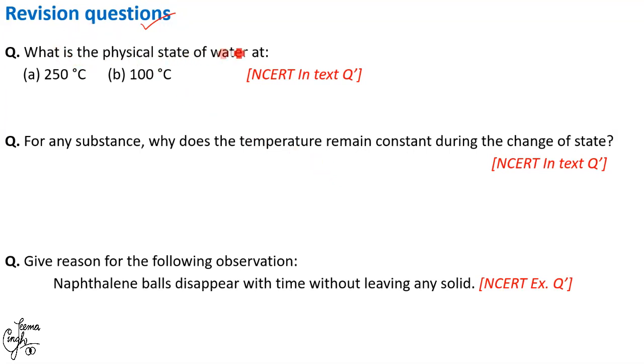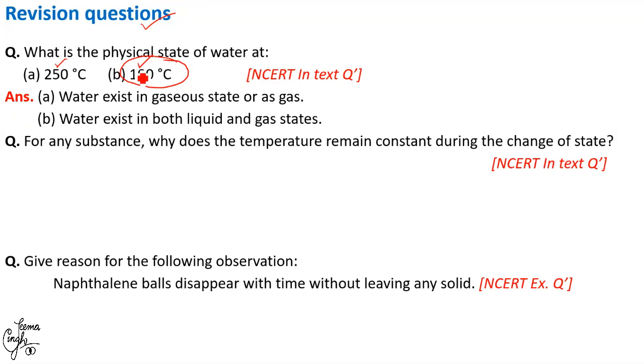What is the physical state of water at 250 degrees Celsius? Obviously, it is greater than 100 degrees Celsius, so your water is going to exist in the form of gas. At 100 degrees Celsius, the boiling point, vapors and liquid state coexist. So you will have water in the form of gas as well as liquid at 100 degrees Celsius. Here is the answer for you to check.